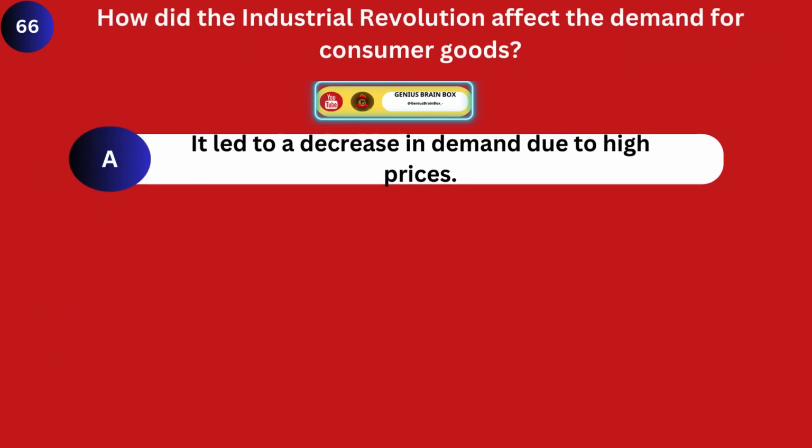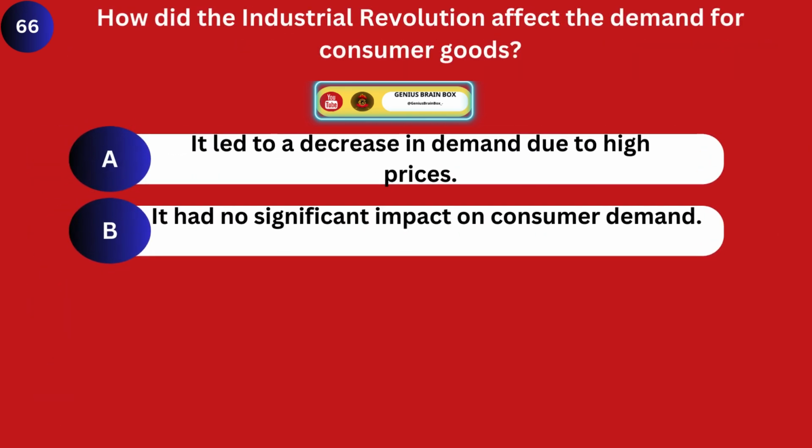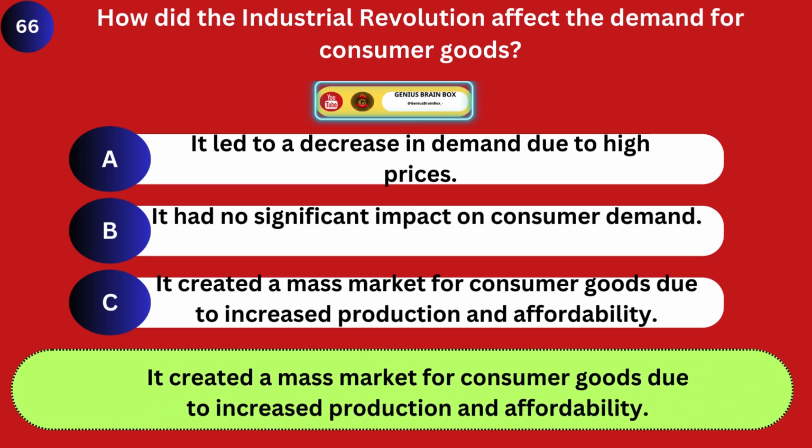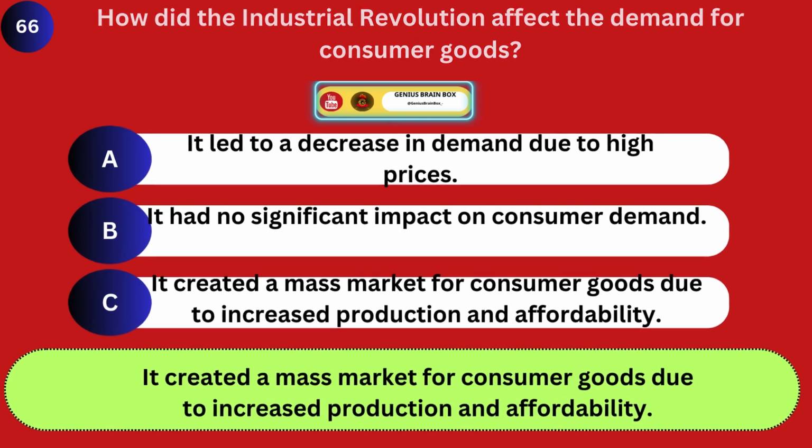How did the Industrial Revolution affect the demand for consumer goods? Option A. It led to a decrease in demand due to high prices. Option B. It had no significant impact on consumer demand. Option C. It created a mass market for consumer goods due to increased production and affordability. Correct answer is: it created a mass market for consumer goods due to increased production and affordability.